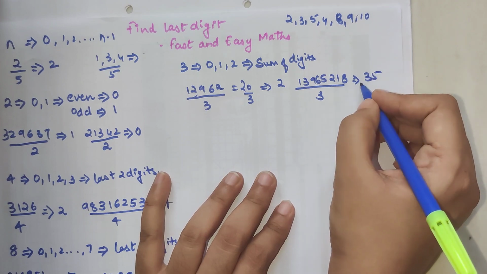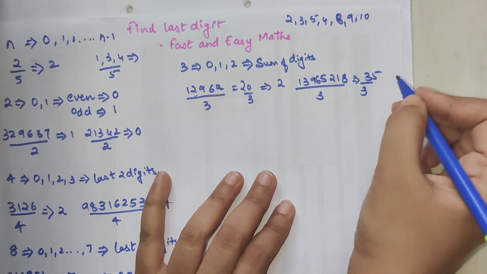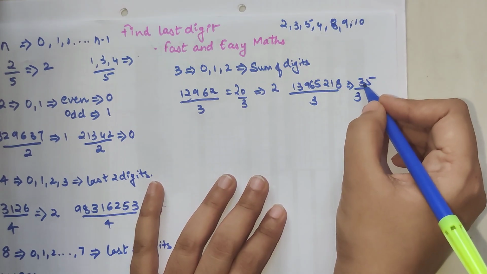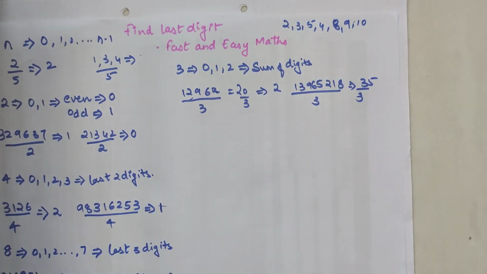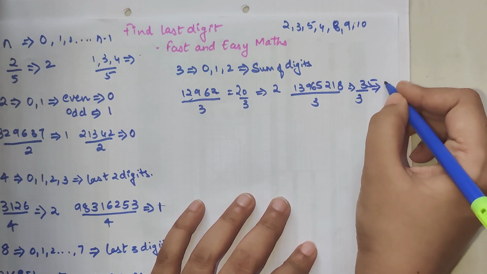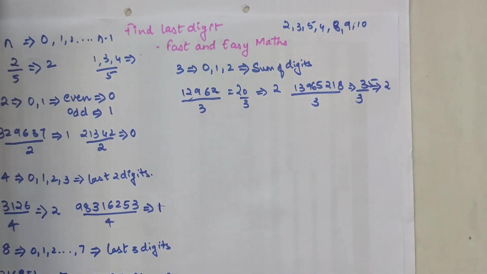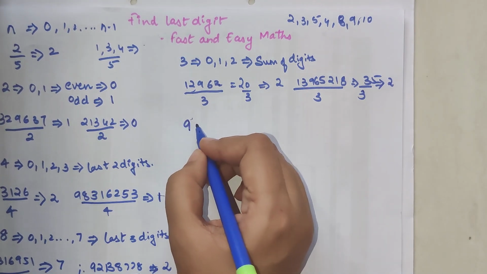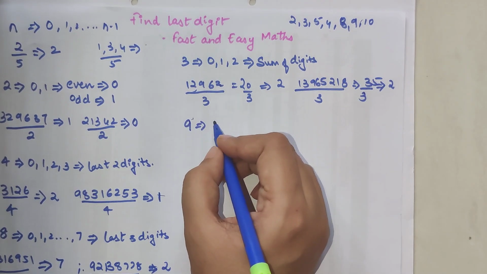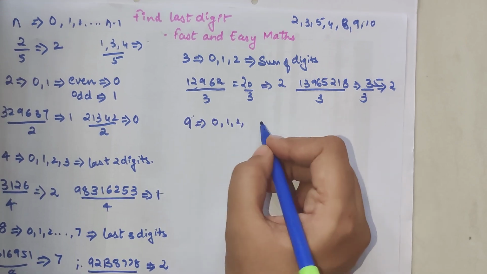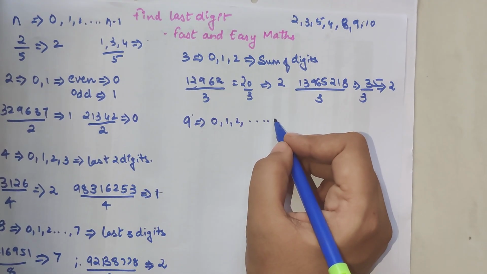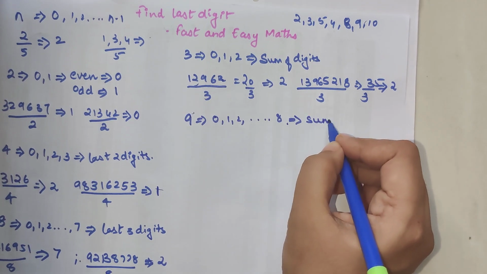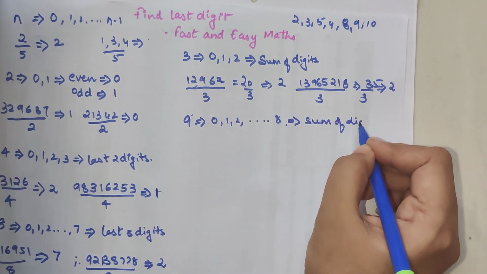35. Now we have to check what is 35 divided by 3. You can do this directly, or you can add the digits. So 8 divided by 3 gets you the remainder of nothing but 2. Okay. So now the same logic is actually for 9 as well. Your remainders will be 0, 1, 2, 3, 4, 5, 6, 7, 8. It will go up till 8. And the same logic is there. So you have to just check for the sum of digits.